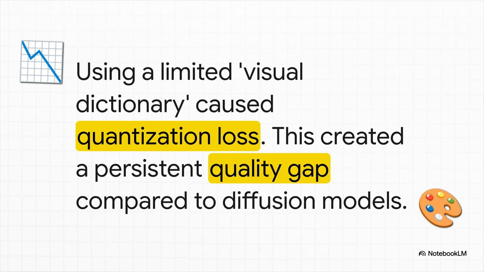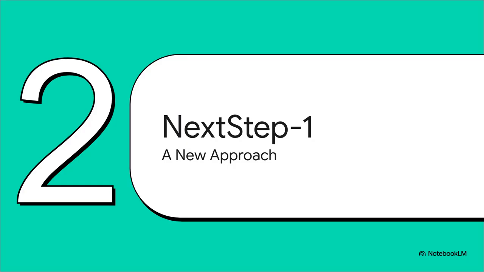So here's the bottom line. These autoregressive models were stuck. They had to make a choice. They could be fast and efficient with a small, simple paint-by-numbers kit, or they could aim for high quality with a massive, slow, clunky one. They just couldn't have both. Well, until now. And this is where it gets exciting.